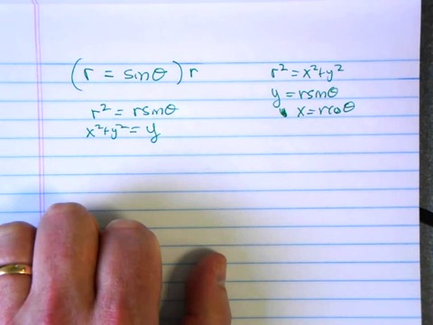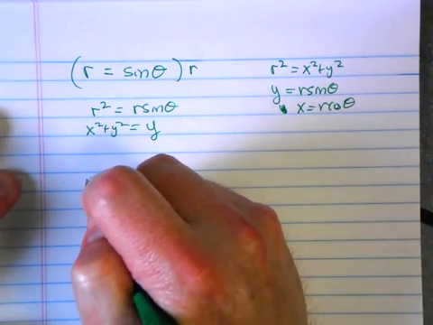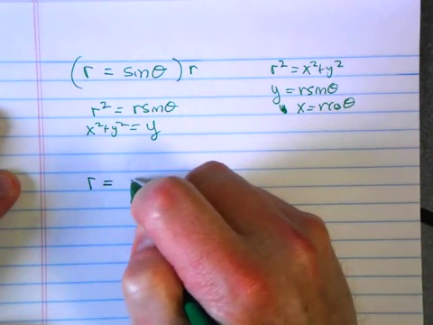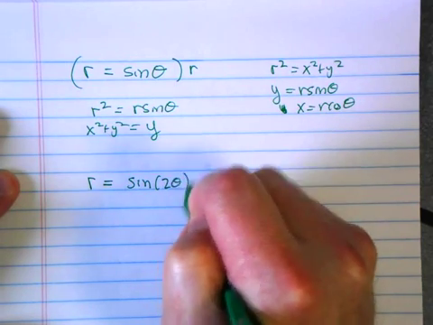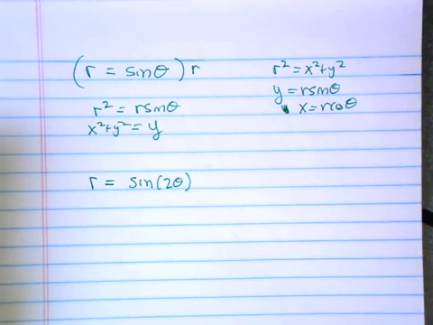So you just, the r squared is equivalent to x squared plus y squared, and the y was, all right, yep. All right. Let's do a hard one. r equals sine of 2 theta. That's a hard one. Any clever ideas?